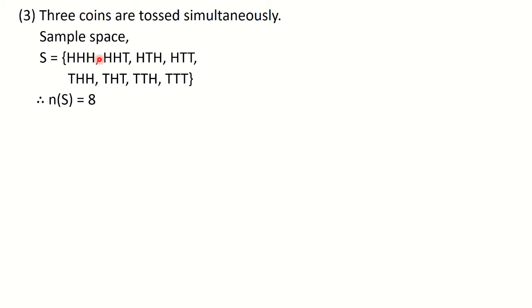Or, as I have said, write down the sample space of two coins tossed two times, and then in the first one you write H four times, and in the second one you write T four times. In the first place you are going to get the sample space for three coins tossed. Okay, n of S is 8 here.